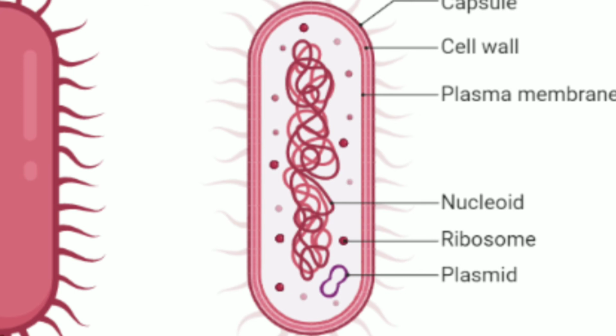A large number of ribosomes also float freely in the cytoplasm. If we compare the bacterial cell to the plant or animal cell, these ribosomes are smaller than those found in plant and animal cells, but they have the same function of protein synthesis. Ribosomes make the proteins in the cells.